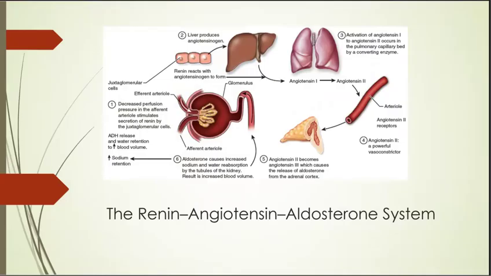When blood pressure drops, the kidneys release renin. Renin converts angiotensinogen from the liver into angiotensin 1. In the lungs, ACE converts angiotensin 1 into angiotensin 2. Angiotensin 2 is a powerful vasoconstrictor that raises blood pressure and stimulates the release of aldosterone and ADH. Aldosterone causes the kidneys to retain sodium and water, while ADH causes water retention. Together, these actions increase blood volume and raise blood pressure.